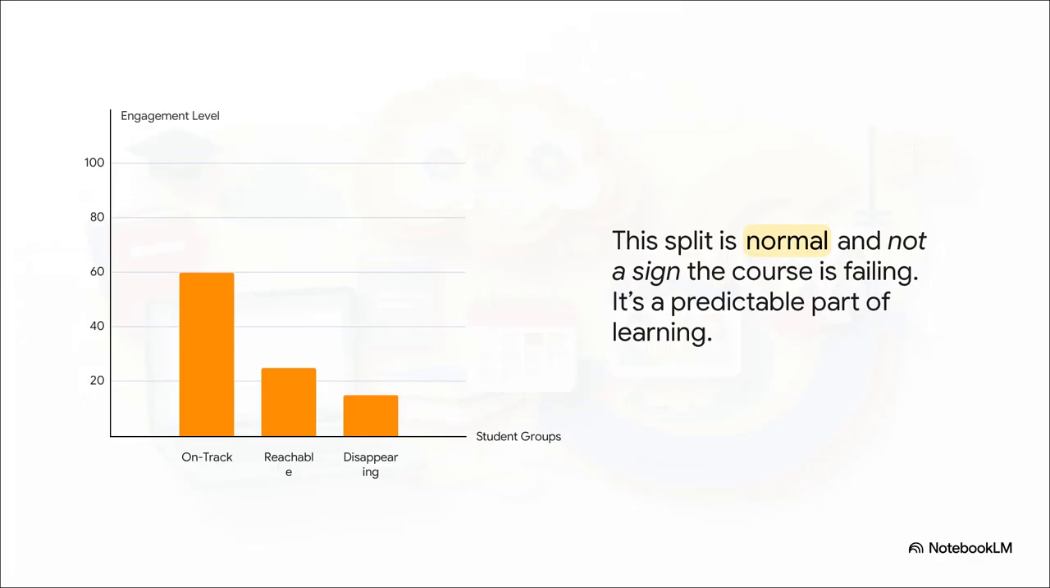By this point, you usually see the class split into 3 groups. You've got your on-track students who are doing just fine. Then you have the reachable group. They're a bit inconsistent, maybe falling behind, but you can still pull them back. And then you have the disappearing group, the ones who are starting to go quiet. Seeing this happen is not a sign that you failed. It's just a sign that the course is entering its next phase.